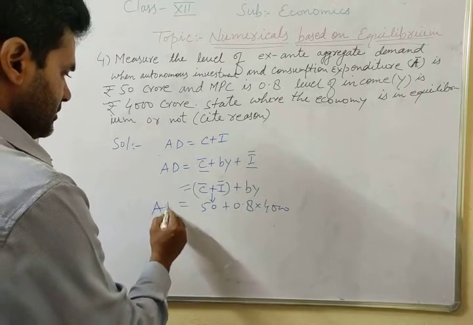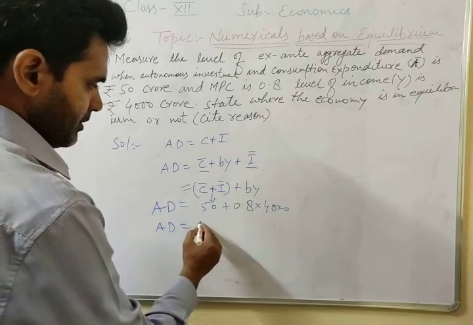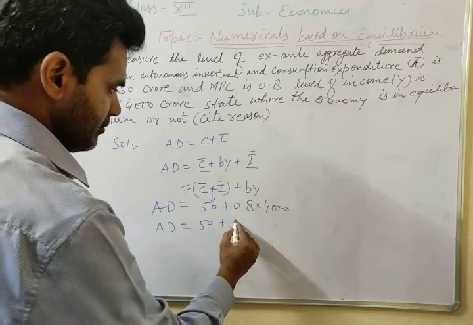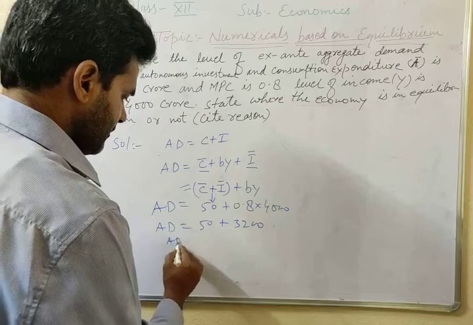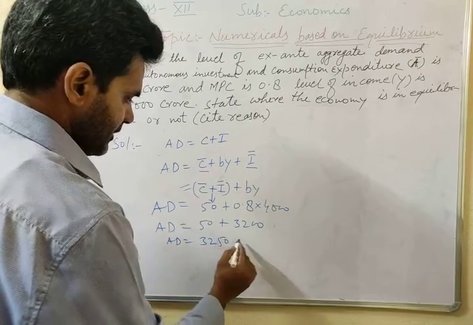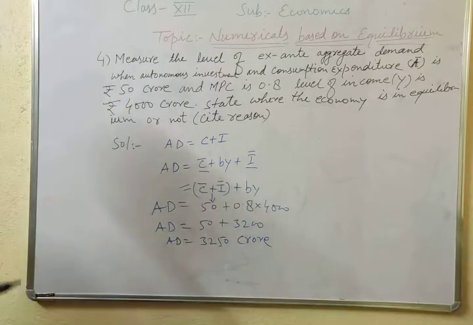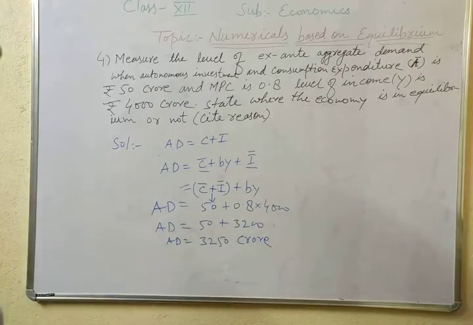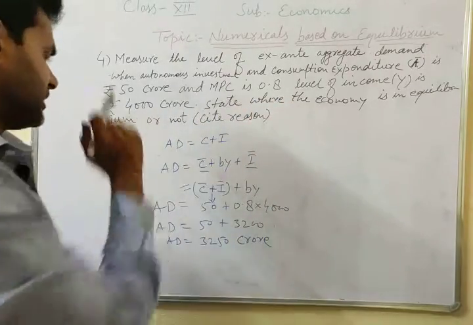Now we can calculate AD like this. AD is equal to 50 plus 0.8 into 4000. 8 fours are 32, so it becomes 3200. So AD, or aggregate demand, will be 3250 crore. Now what is the next problem? Now we have calculated AD, which is 3250 crore. The next problem is to state whether the economy is in equilibrium.